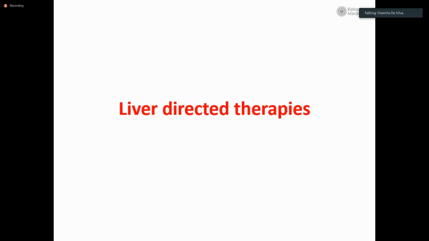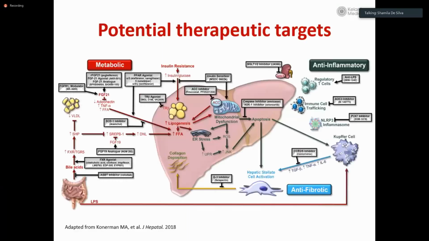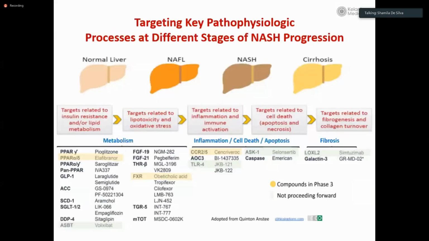Then we have the liver-directed therapies. There are multiple potential therapeutic targets, which can be either metabolic, anti-inflammatory, or antifibrotic. I won't go through this busy slide, the targets. What I can say is that most of these drugs can be given only to patients who are biopsy proven. They can be given only for a short term, because the trials have been done only for periods of 1 to 2 years, and they have shown some promise in reversing histology. We don't know what the clinical outcomes are.